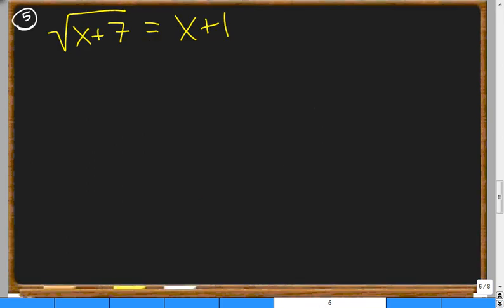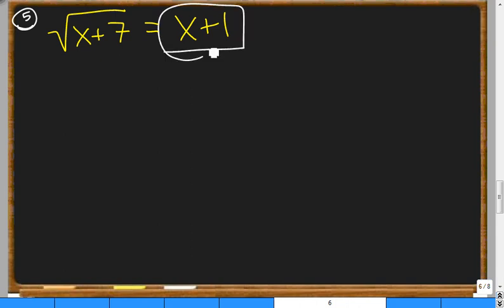Okay, so we have another example. What happens if we have a square root and other terms in the same problem? Ideally, what you want is to have your square roots on a side by themselves, so that when we go through this problem and we square it, we can actually get rid of that square root.